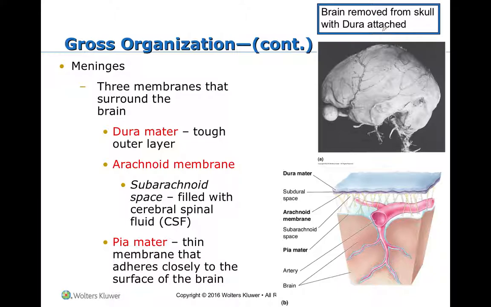So if you look at this picture right here, this is what the brain actually looks like with its protective meningeal layer surrounding it. So your brain isn't just in your skull, not further protected. The meninges serve as additional membranous layers that help to surround and nourish and protect the brain.